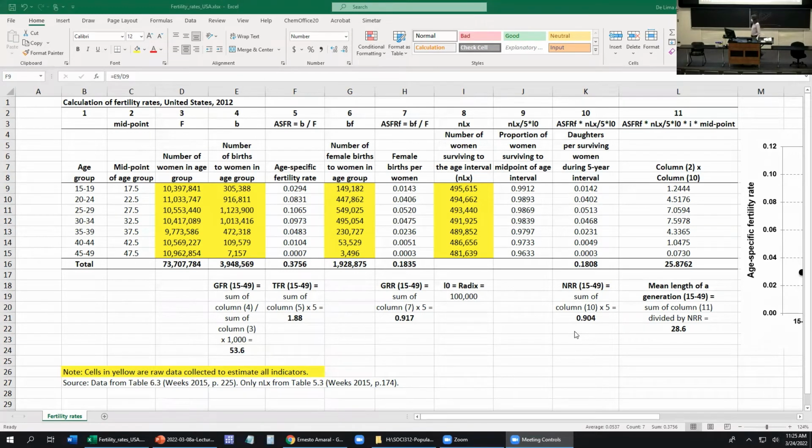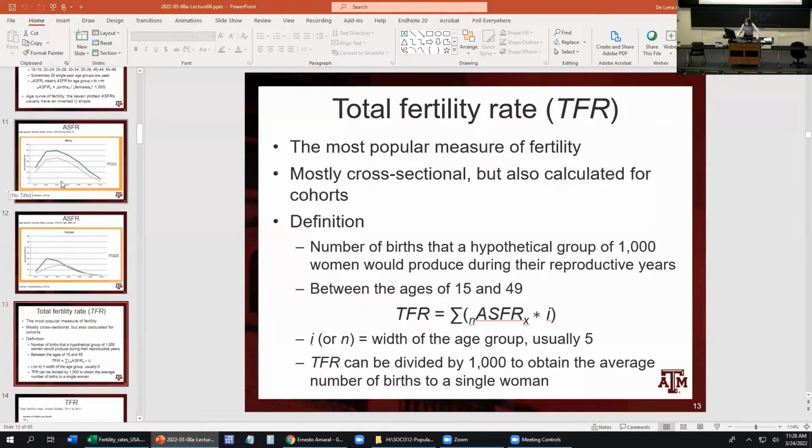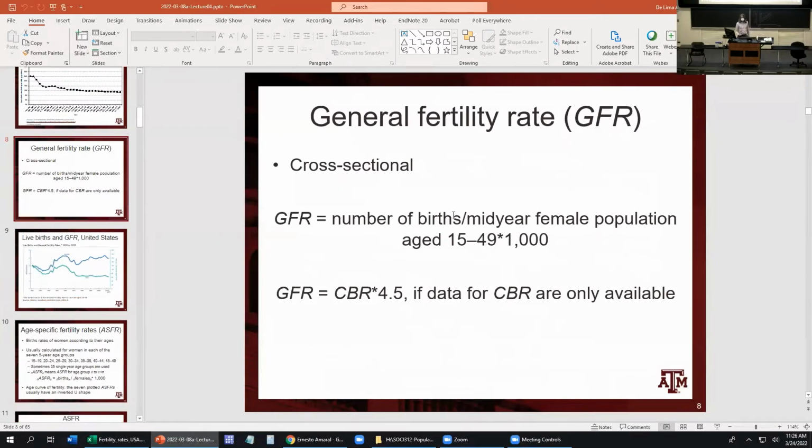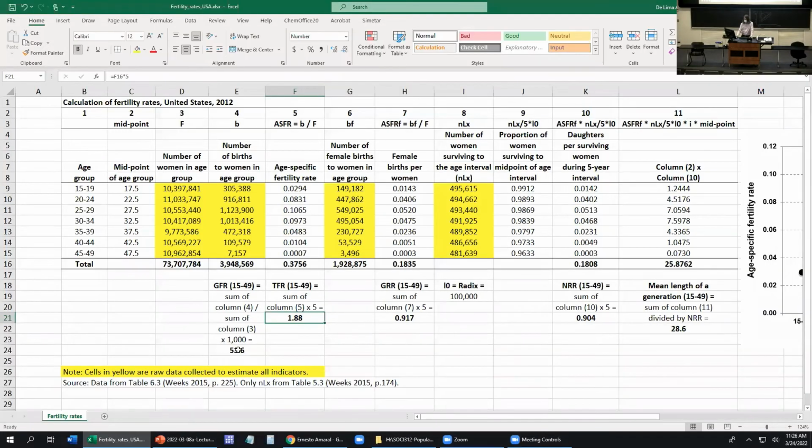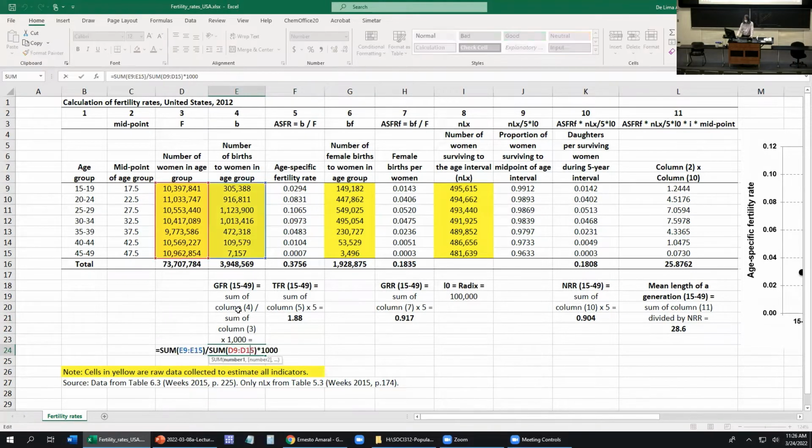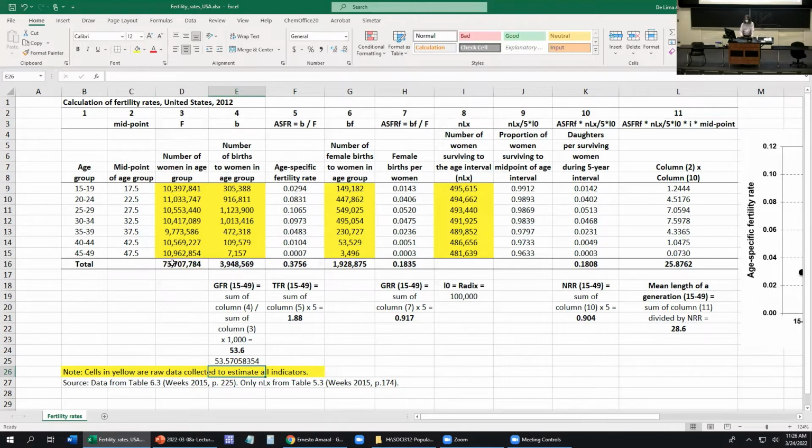So this is 1.88, the first one. Now, another one, an even simpler one that I didn't talk about here: the general fertility rate. What is the general fertility rate? The number of births divided by the female population between the ages of 15 to 49, multiplied by 1,000. This number here is the general fertility rate. I'm pretty much just getting the sum of births divided by the sum of women multiplied by 1,000. If I just did this one here, divided by this times 1,000, I would get the same number, right? 53.6, okay?